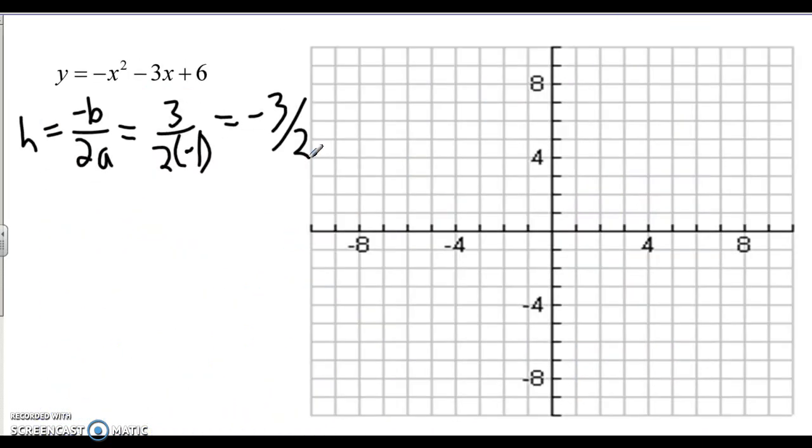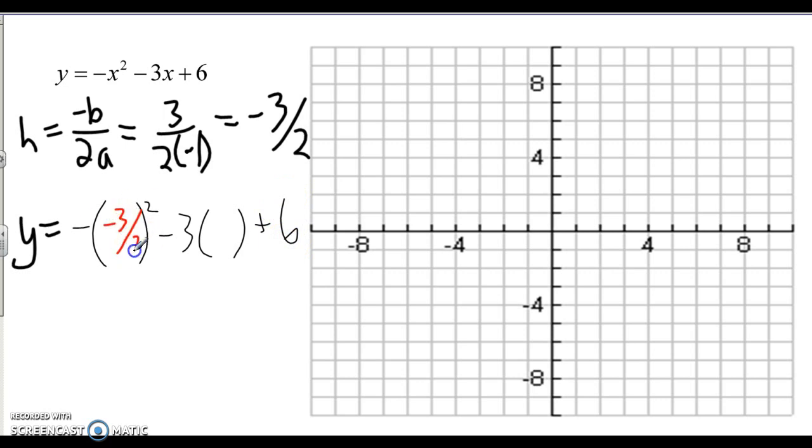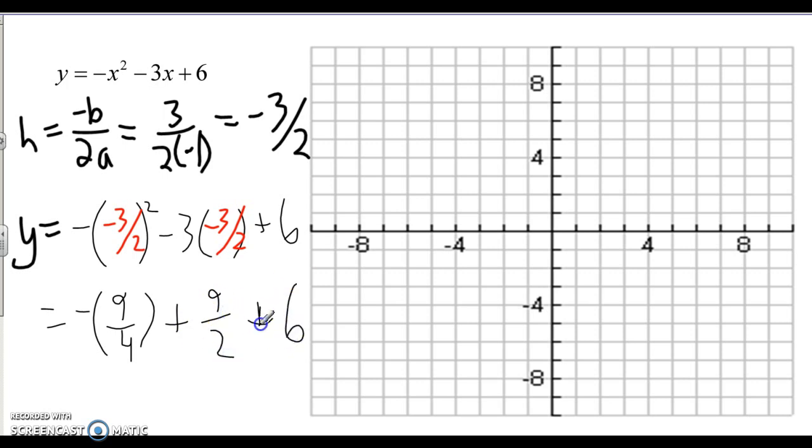Good. So into the function, everywhere there's an x, I'm going to plug in -3/2 and see what happens. So y equals negative something squared minus 3 times something plus 6. In that something is going to be this -3/2. So let's do order of operations to make sure we simplify this correctly. This is going to be negative. When you square -3/2, negative times negative is positive, so it becomes 9/4. Minus a negative, so this is like plus a positive. 3 times 3 is 9, so 9/2 plus 6.